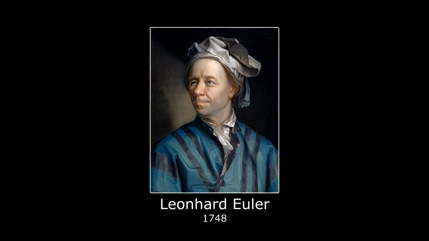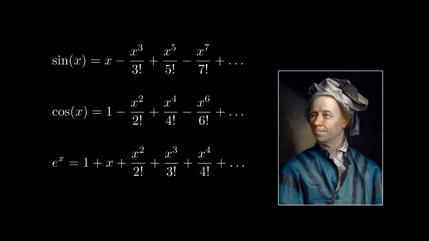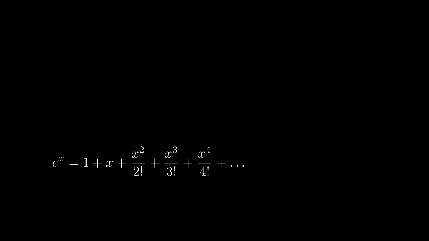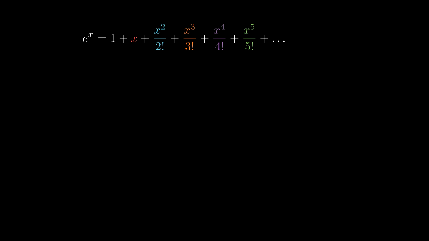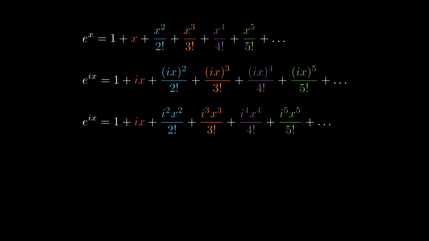Leonhard Euler published a book titled Introduction to the Analysis of the Infinite, and in chapter 8 of his book, Euler further explores the Taylor series expansions of the trigonometric and exponential functions. He took the expansion of e to the power of x and substituted x with the imaginary number i multiplied by x. By simplifying this out and realizing that i squared is minus 1, i cubed is minus i, and so on, he was able to simplify the equation further.